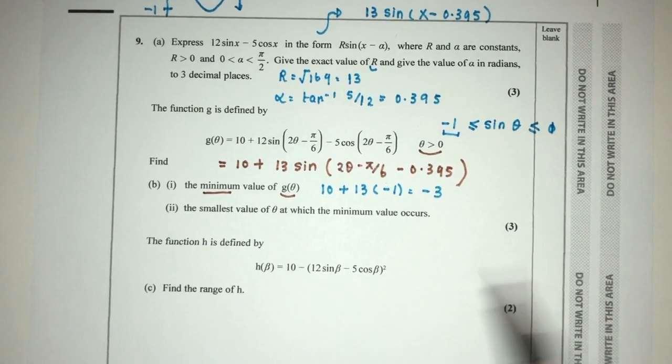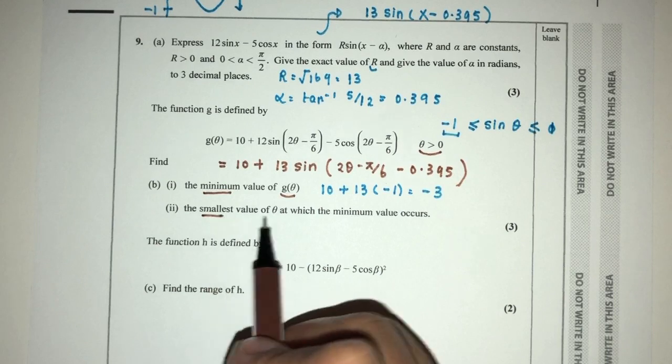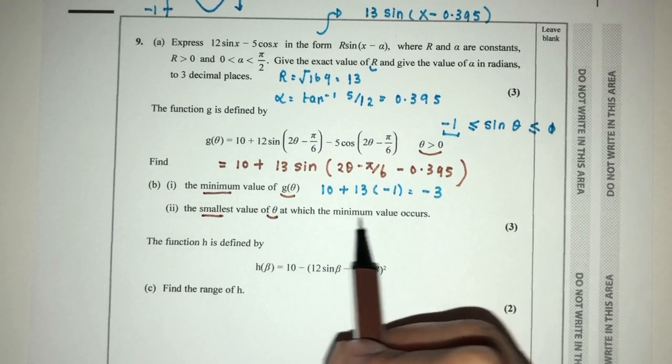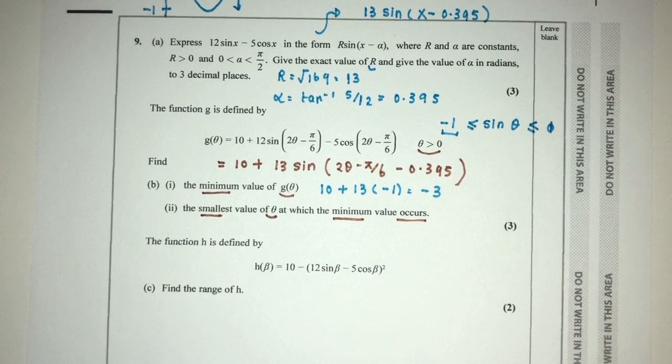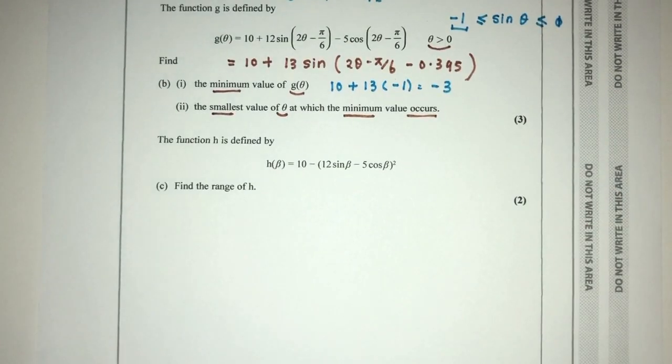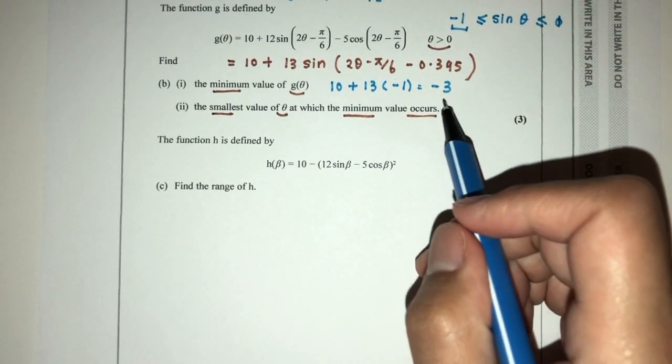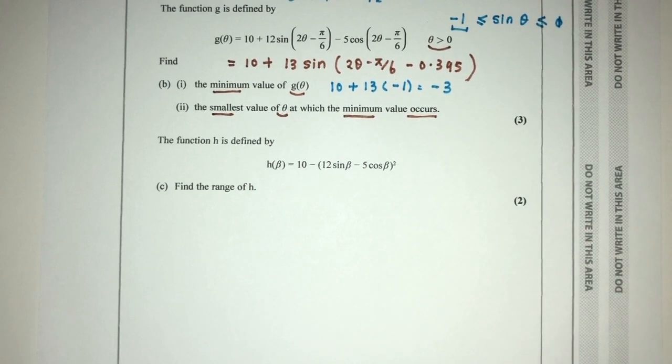Now for part 2, we have to find the smallest value of theta at which the minimum value occurs. So let me find some space here. Let me do this here. So when the value of minus 3 occurs, what is the value of theta?